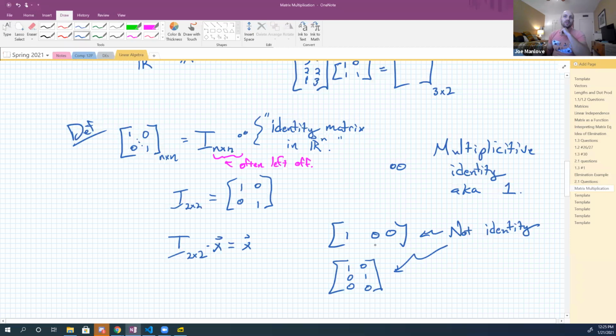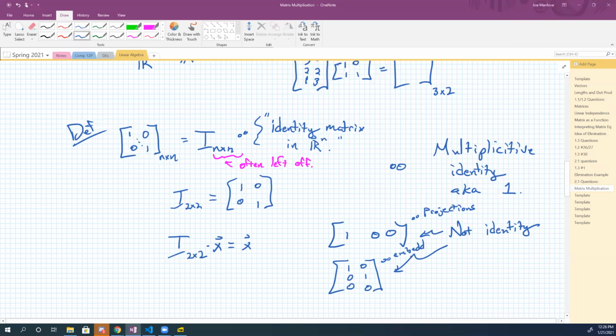These ones, the ones that are more columns than they are tall, are projections. They smash things. And these ones are called embeddings. They stick two-dimensional vectors into three-dimensional space. They're both interesting things. We're going to spend some time talking about each concept, but they're not identity matrices. We good with that?